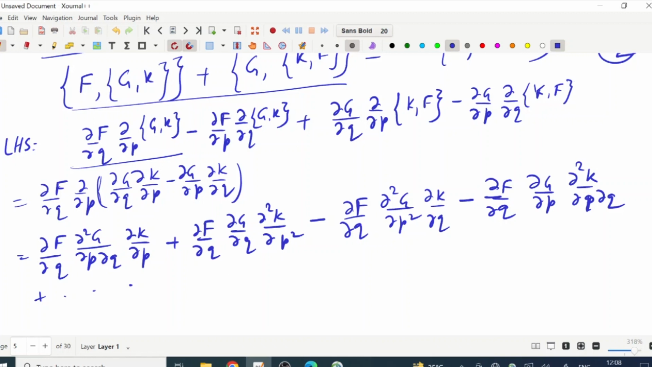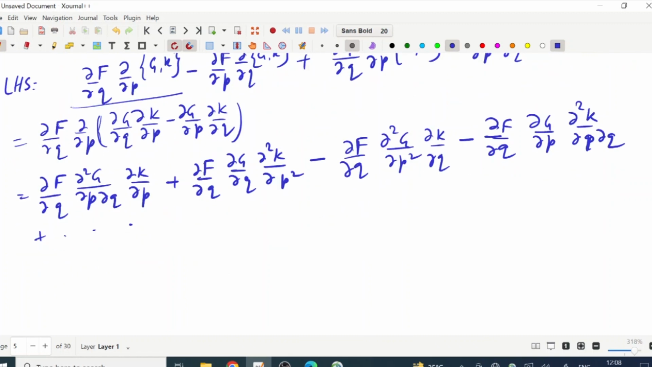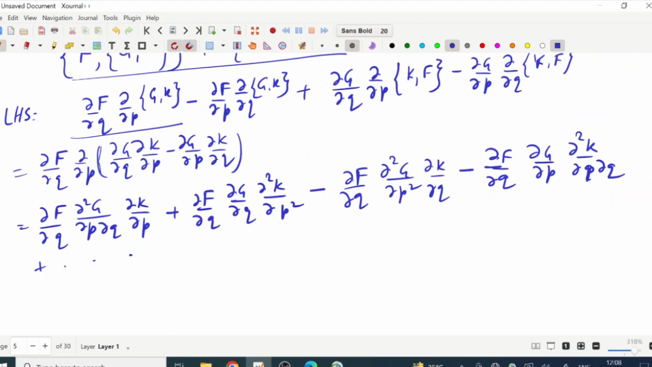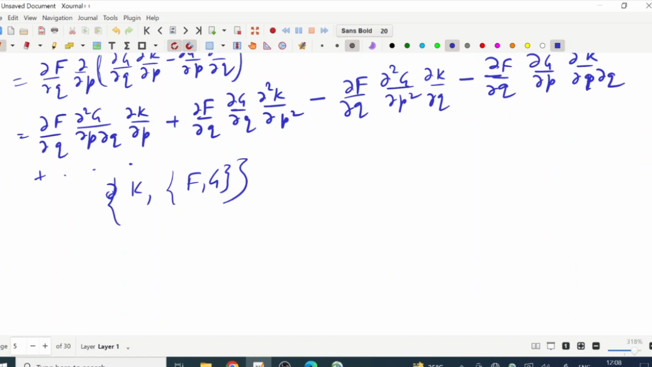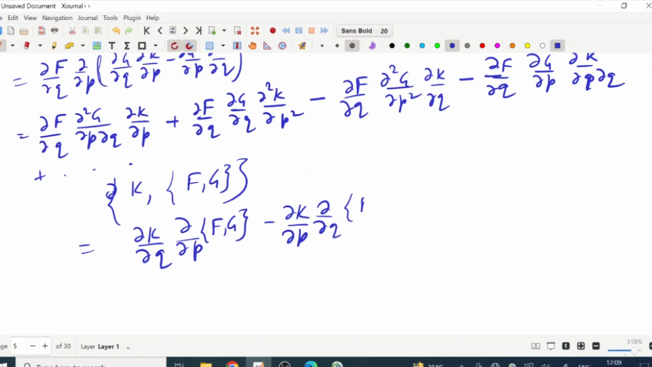I will tell you which terms are to be cancelled, and the remaining terms you construct into the Poisson bracket and you will get the right hand side. If you look at the right hand side, which terms are we expected to get? K Poisson bracket with FG. This is the term you are supposed to get. This also will give you 4 terms, right. It will be del K del Q del P of F and G minus del K del P del Q of F and G. So, 4 and 4, there will be 8 terms here.